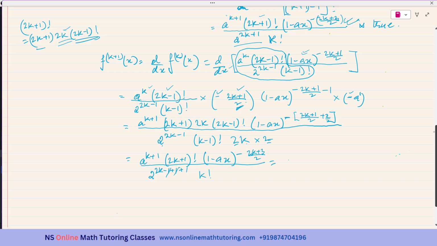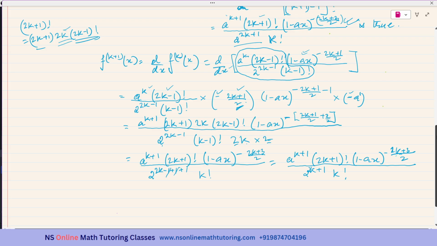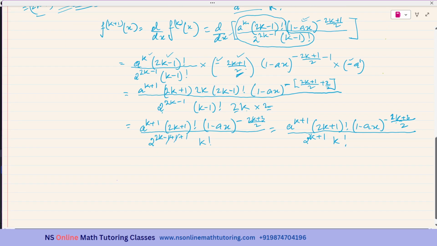So this is e to the power of k plus 1, 2k plus 1 factorial, 1 minus ax minus 2k plus 3 divided by 2, whole divided by 2 to the power of 2k plus 1 times k factorial. Okay, and now I'll be writing just the final few sentences. So we have proved this.